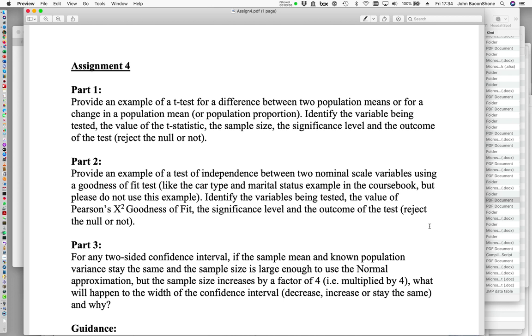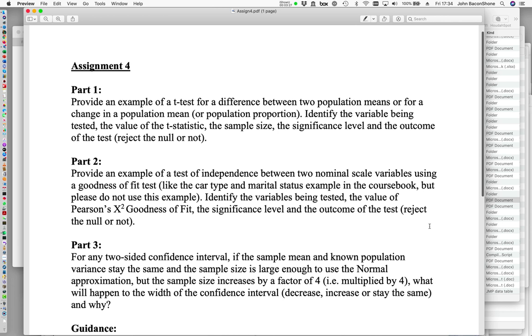So I want you to identify the 2 variables being tested, to tell me what the x-squared goodness of fit value is. Usually it will tell you that, although occasionally not. The significance level used, and the outcome of the test. And did they reject the null hypothesis or not?